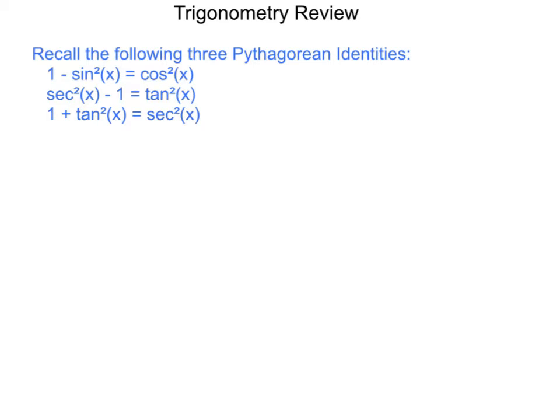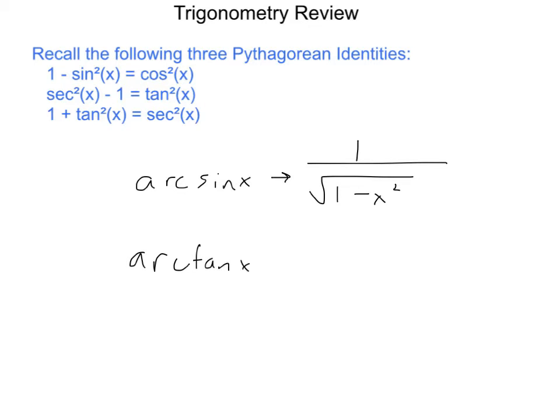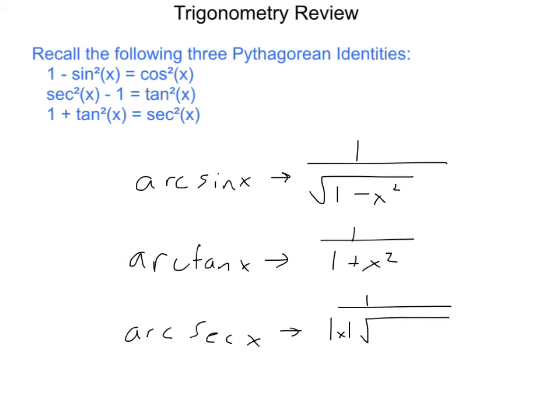Now, like 58 seconds ago, I said that I wasn't going to put any calculus in this video, and I think I just changed my mind. One little point I want to make here. If you remember what the derivative of arc sine is, arc sine x becomes 1 over the square root of 1 minus x squared. Right? Remember that the derivative of arc tangent x becomes 1 over 1 plus x squared. And the derivative of arc secant x becomes 1 over the absolute value of x times the square root of x squared minus 1.